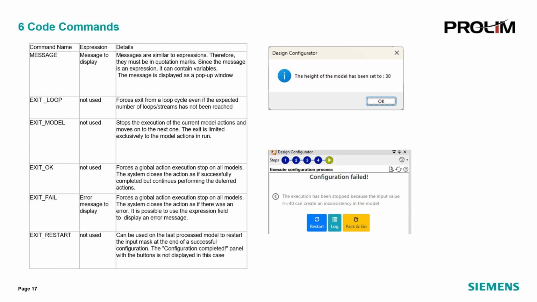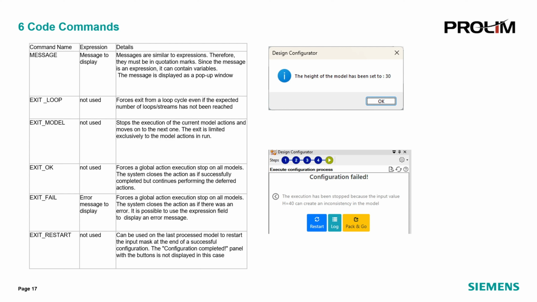Next one is exit loop. The exit loop forces the exit from a loop cycle even if the expected number of loops has not been reached. Next one is exit model. If you want to stop the execution of the current model actions and move on to the next one, that's when you would use this exit model code command. Next one is exit OK. This forces a global action execution stop on all the models.